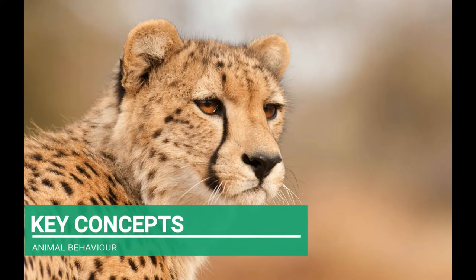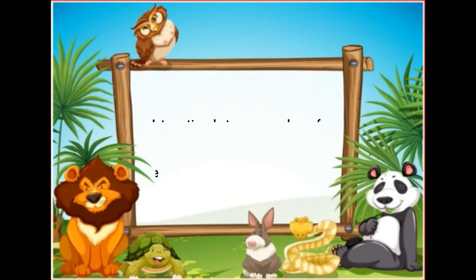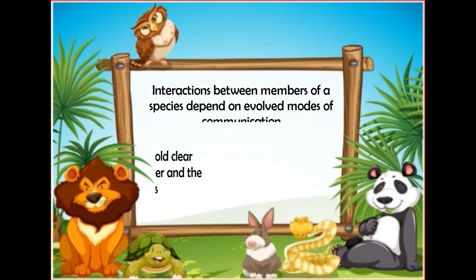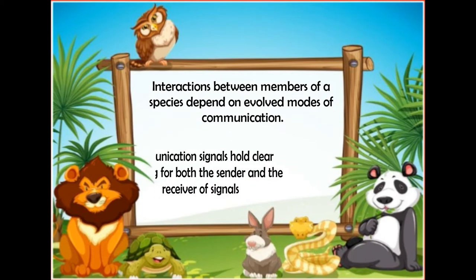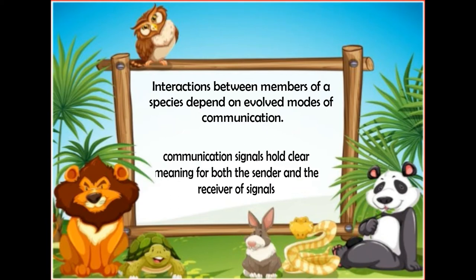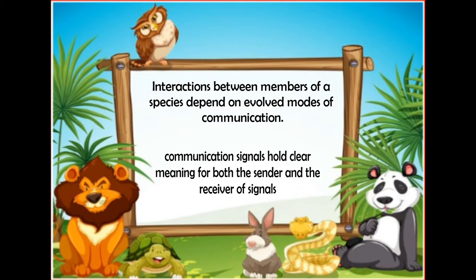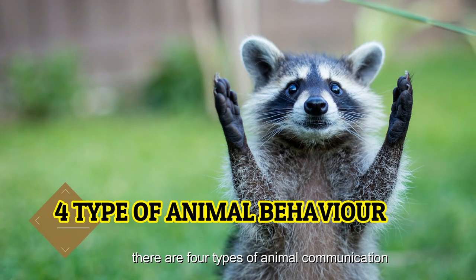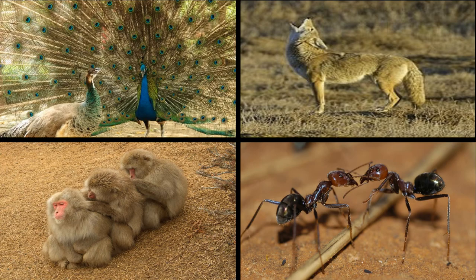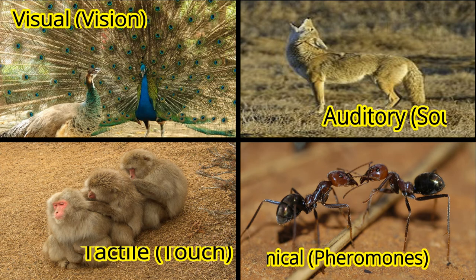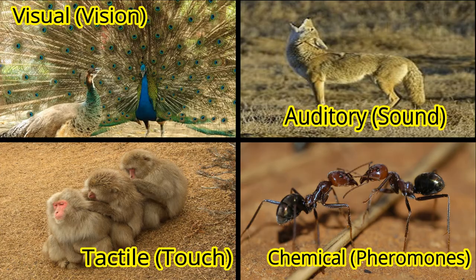Key concept: animal behavior. Interaction between members of a species depends on both modes of communication. Communication signals hold clear meanings for both the sender and the receiver of signals. There are four types of animal communication, which are visual communication, auditory communication, tactile communication, and chemical communication.